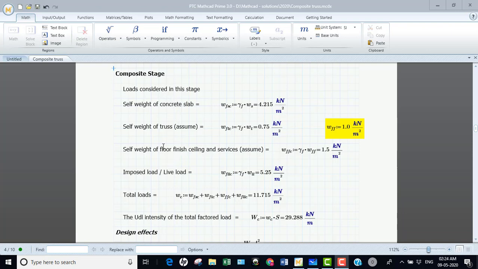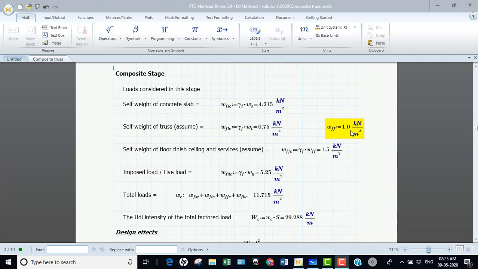In the composite stage, we have to calculate what will be the design effect. To estimate the design effect, we have to identify the possible loads on the composite stage. So first we'll identify all the loads to be expected in the composite stage. We know that there is a weight of the composite slab, truss, and in addition to that, in the composite stage, we should go for some floor finish or ceiling finishes or services to be added.